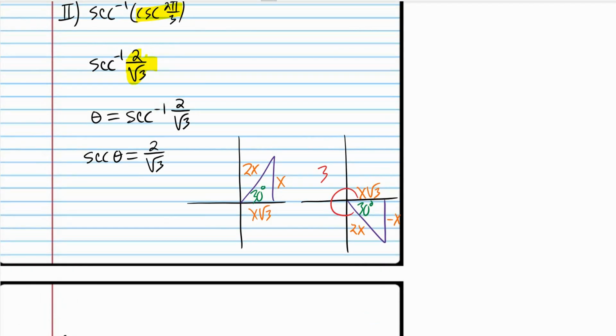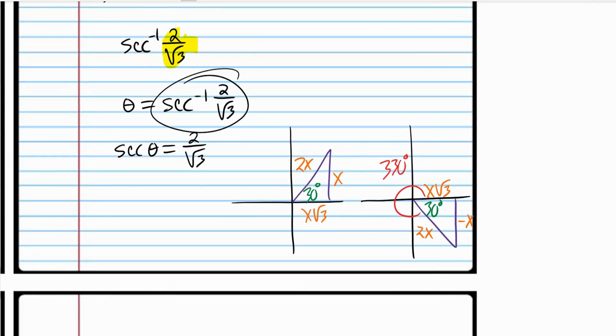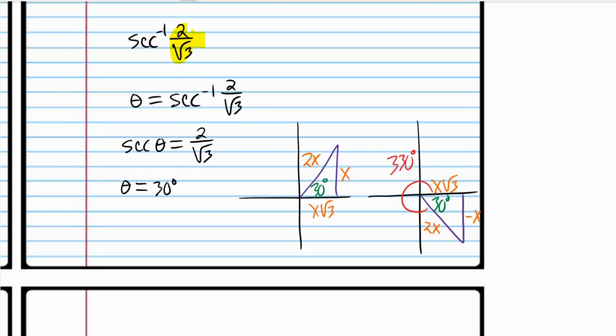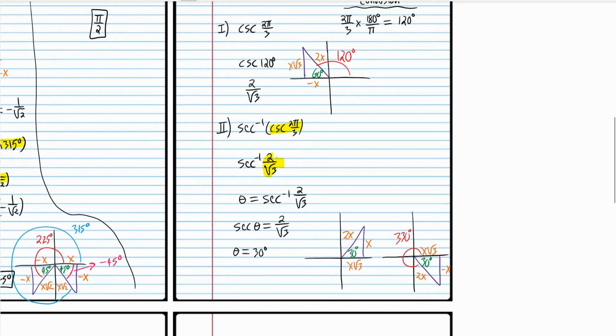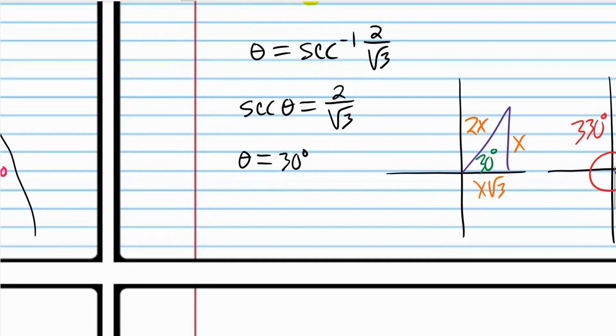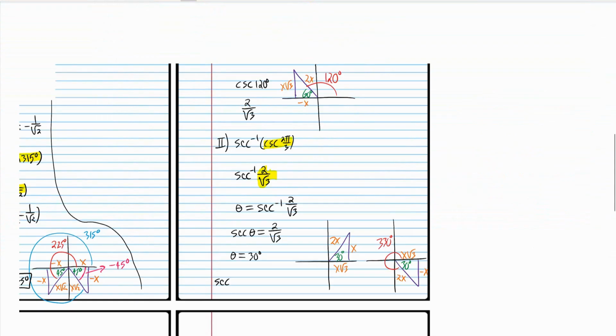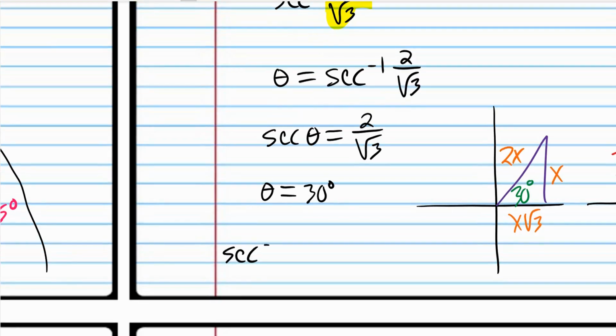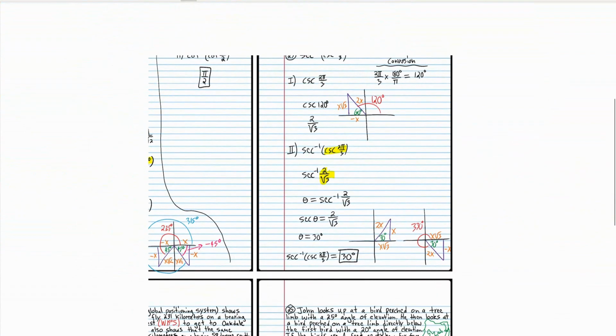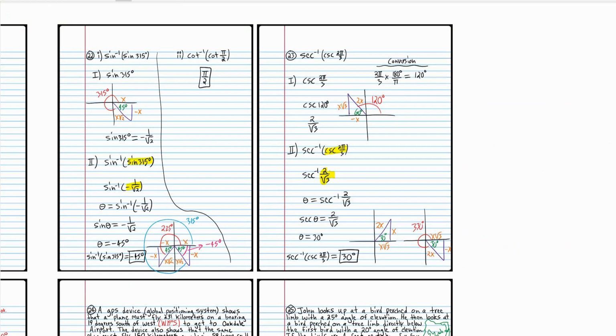This angle would be 330, but secant inverse has to be between 0 and 180, so theta is actually going to be 30 degrees. So we found the answer. Let's write the final form of the answer. Secant inverse of cosecant of 2 pi over 3 is equal to 30 degrees. So there you go. If you got that one right, excellent.